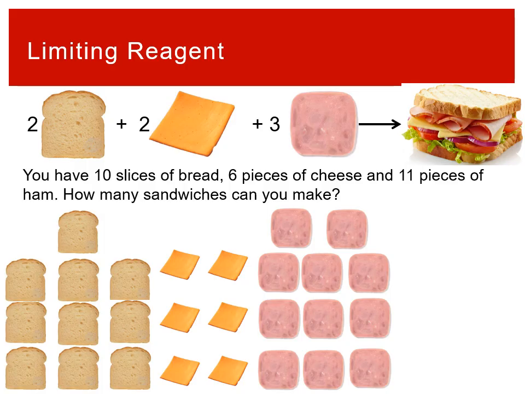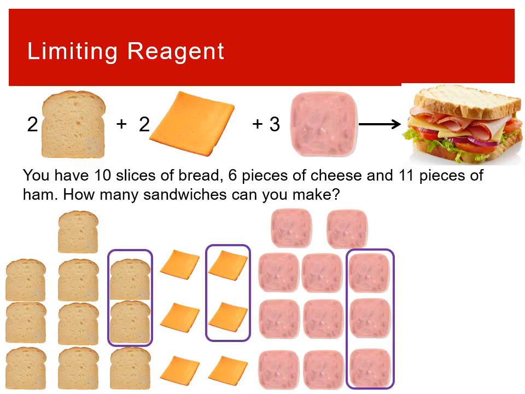Right? We know that this top relationship tells you the necessary ratios. Those ratios are how you make a sandwich. Those ratios do not describe how many of those ingredients you have. You just have some. You bought packages of this stuff at the store. You have some left over. You got 10 pieces of bread, 6 pieces of cheese, 11 pieces of ham. So let's make some sandwiches.